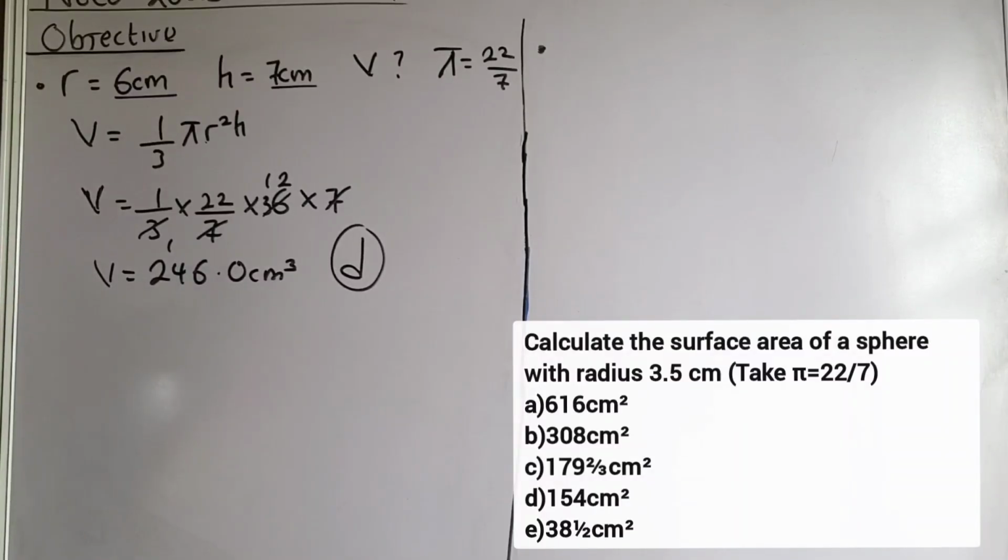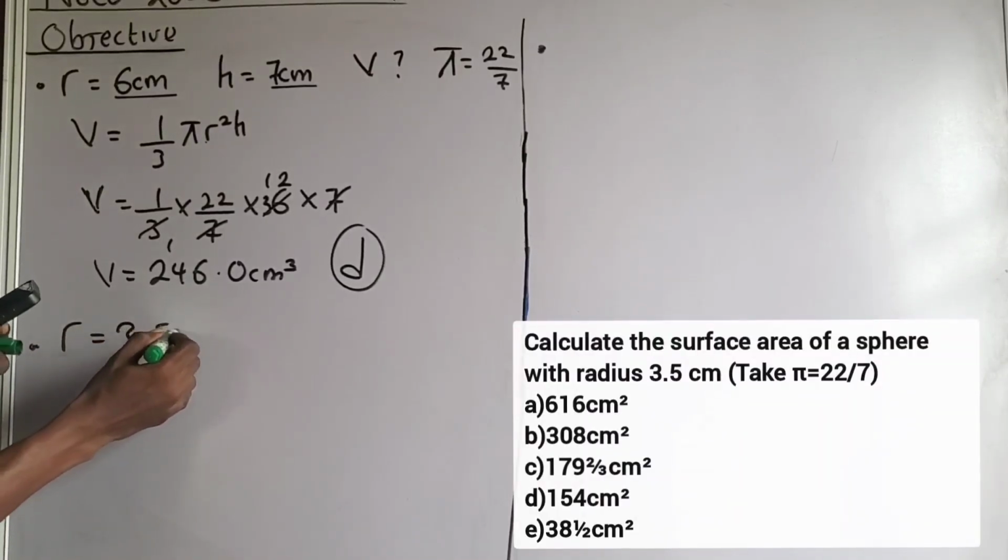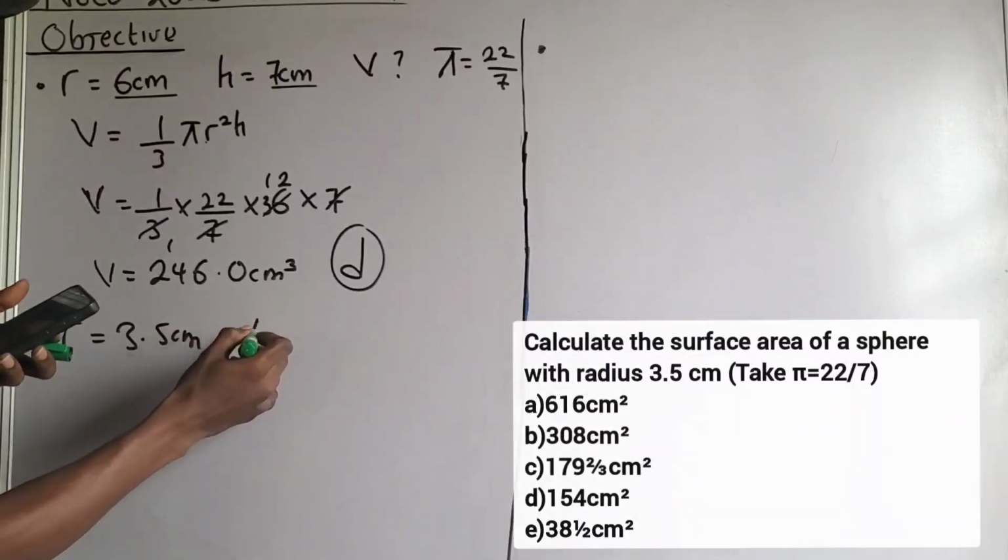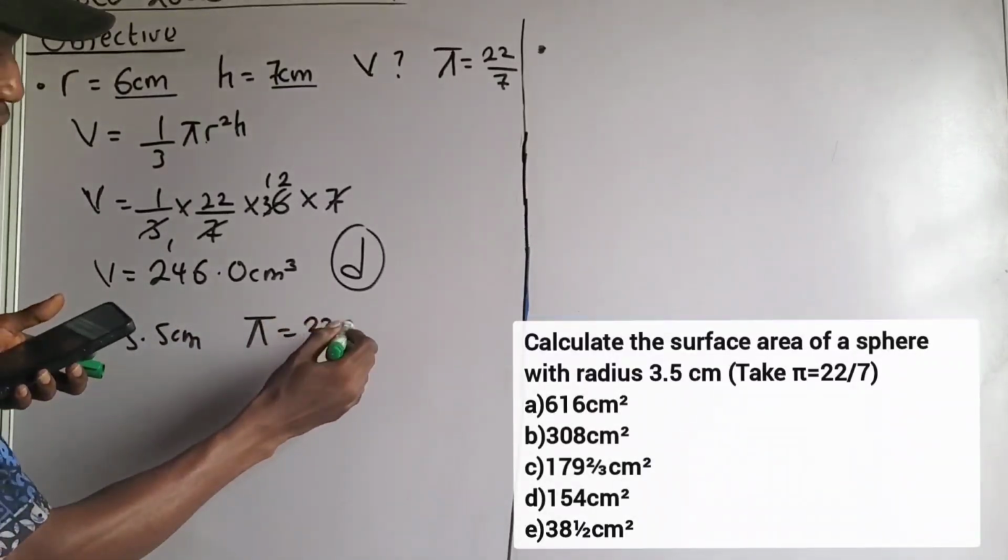Calculate the surface area of a sphere with radius 3.5 centimeter. Surface area of a sphere. Let's start with the radius. The radius is what? 3.5 centimeter, and the pi has been given as 22/7.